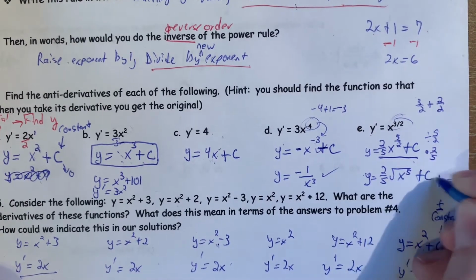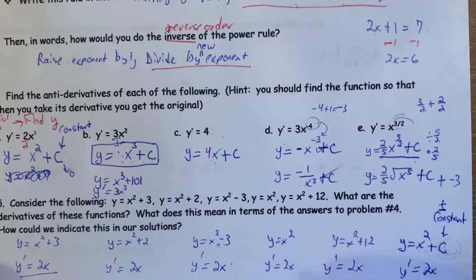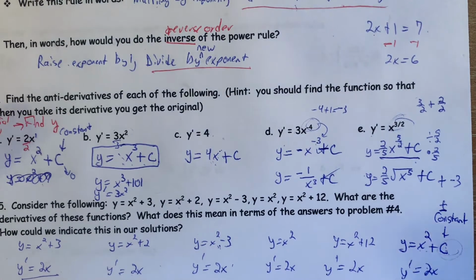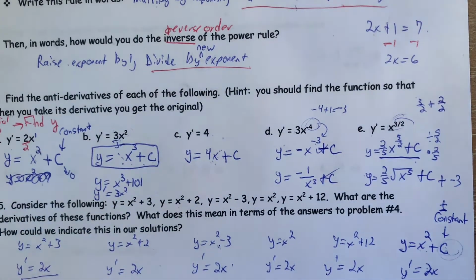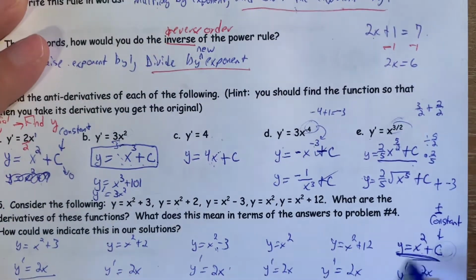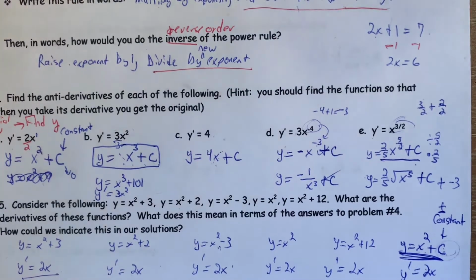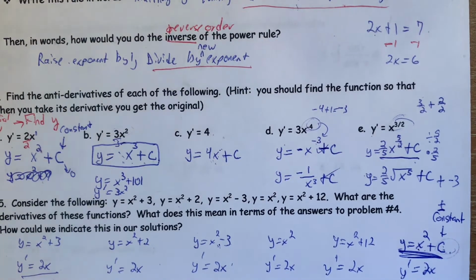You have to add in a plus c to every integral to show that there are an infinite number of antiderivatives, and this will come into play in just a few days. But for now, every time you do the derivative or the antiderivative, you will always put a plus c, because the derivative of a constant will be 0.